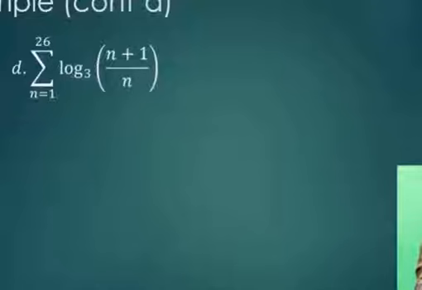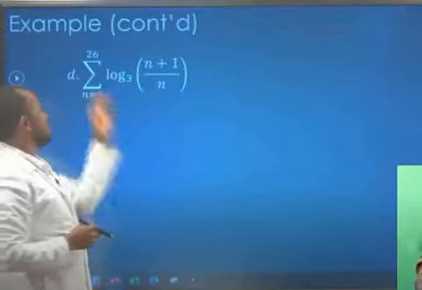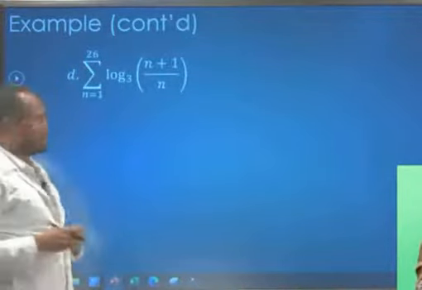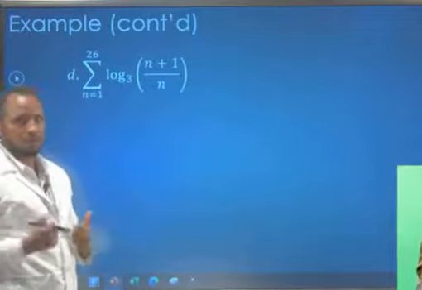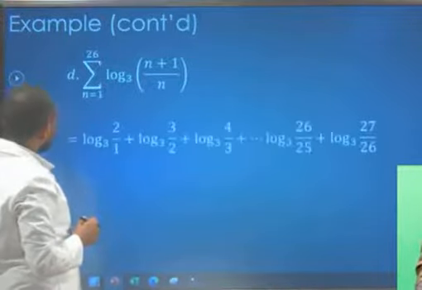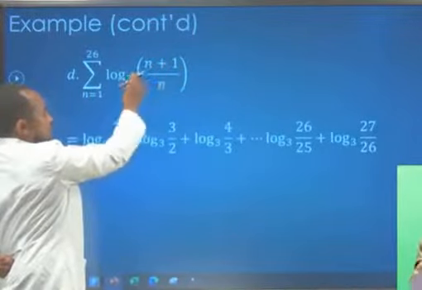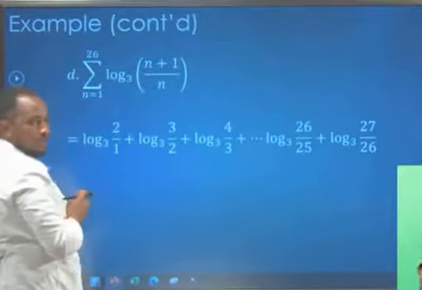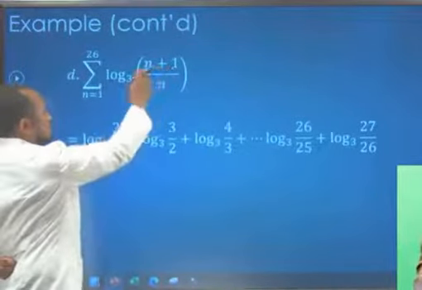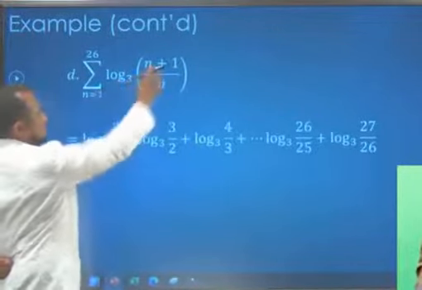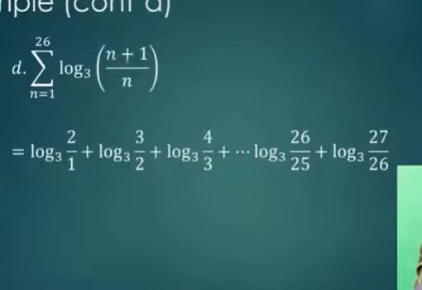The fourth example, the summation of the logarithm of (n plus 1) over n, to the base 3, where n starts from 1 up to 26. So to find this sum, let's do it together. First, when you put 1 here, you have the logarithm of 2 over 1, base 3. Plus, when you put 2 here, it is the logarithm of 3 over 2 in base 3. Plus, when you put 3, 3 plus 1 is 4, 4 over 3, the logarithm of 4 over 3 to the base 3.